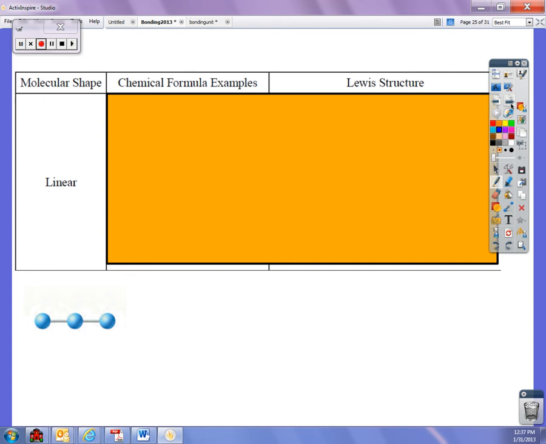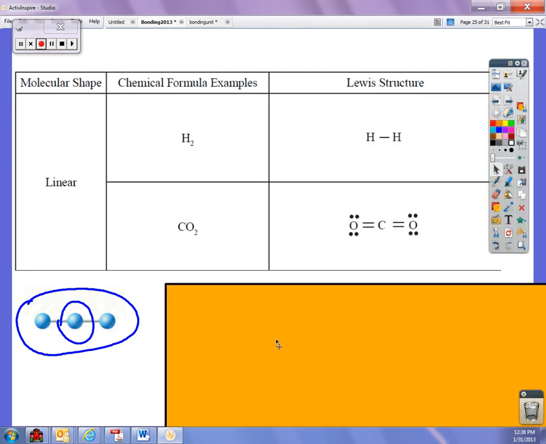The first one we have is linear. Here's an example of linear. The first thing I noticed is that there are no electrons around the central atom. There's nothing there. So is that going to be polar or nonpolar typically? Well, I'm going to tell you that it's going to be nonpolar because there are no electron pairs. And I say typically because there's always an exception to the rule.